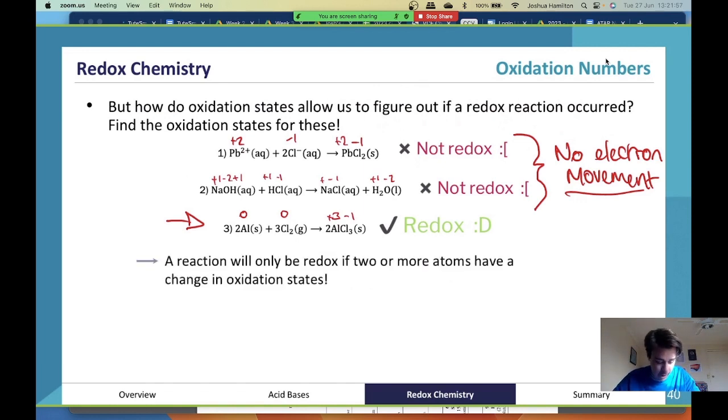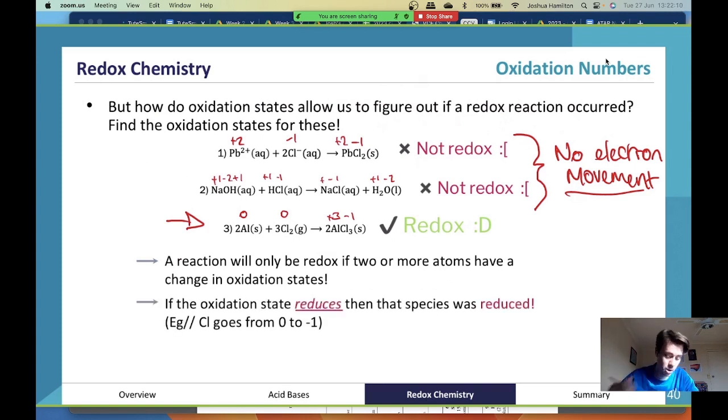So a reaction will only be redox if 2 or more atoms have a change in oxidation states. Really important, it needs to be 2 or more, but there's always going to be 2 or more. You're never going to be provided one with 1, sorry. If the oxidation state reduces, then the species was reduced.